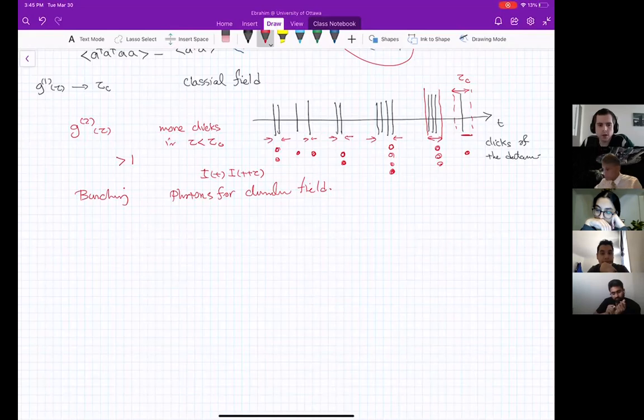But remember that tau C plays a role. The tau C is the coherence length. If you go far away from that, then you don't see any correlation. We call this photon bunching, and that happens for a classical field. I will come back to this at the end of this discussion.